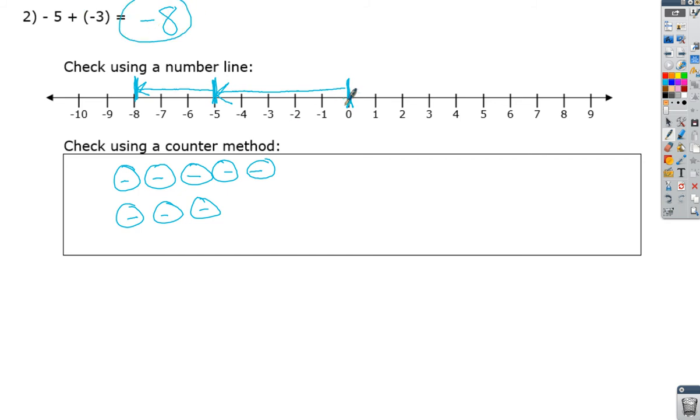We can also use the number model to help us. The first number says negative 5, so we'll be going to negative 5 on our number line. And it says plus negative 3 more. So 1, 2, 3. We landed on negative 8.